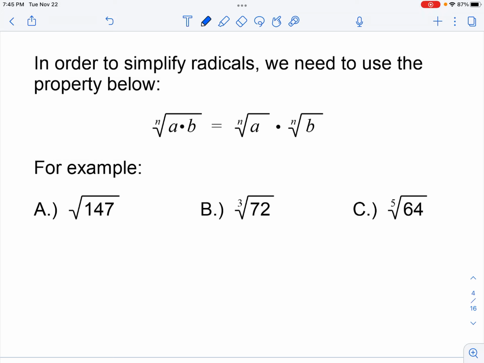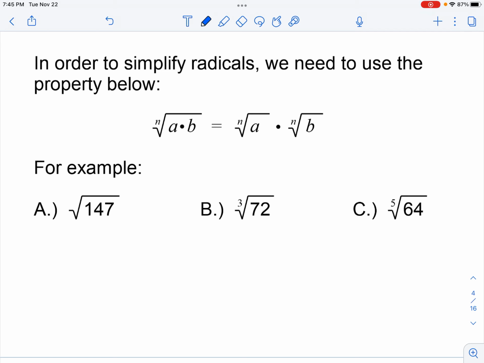So now there's a special property that we need to use in order to simplify radicals, because not every radical will disappear and become a nice, pretty polynomial term, okay? So in order to simplify radicals, we're going to use this property, which says the nth root of a times b is equal to the nth root of a times the nth root of b. Basically, if I have multiplication in the radicand, I can split it into two separate radicals being multiplied together, all right? So let's take a look at how this works.